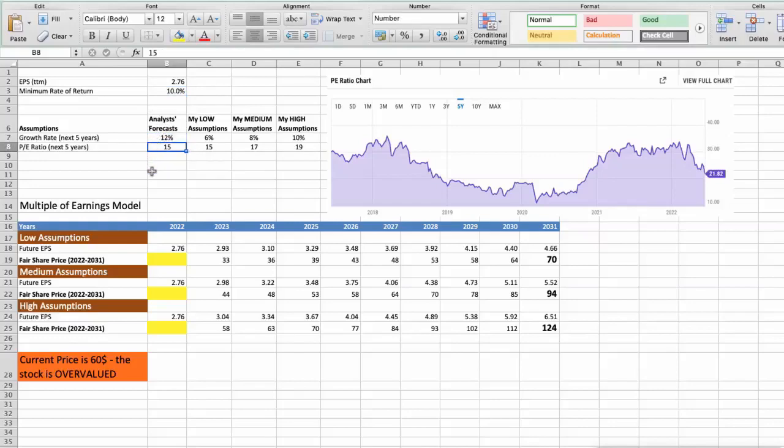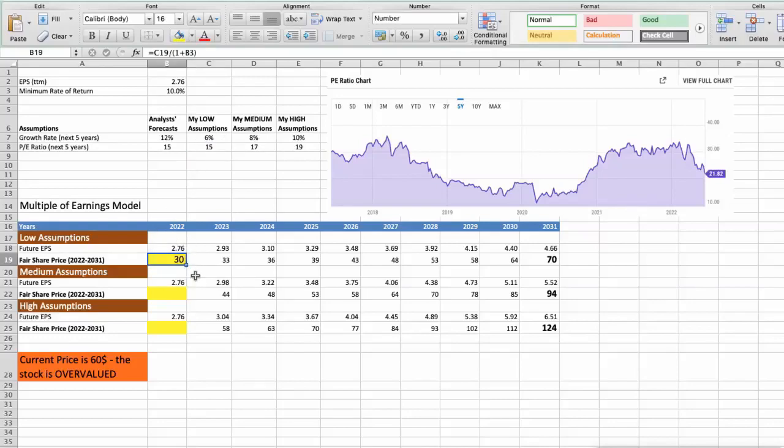I will use 3 different scenarios for Charles Schwab Company: bad, average, and good. First scenario. Charles Schwab will have bad performance in next 5 years, and we will use the following parameters in our calculation. Future growth rate would be low, 6%. Future PE would be low, 15. In this case, the fair value of the stock today would be $30.